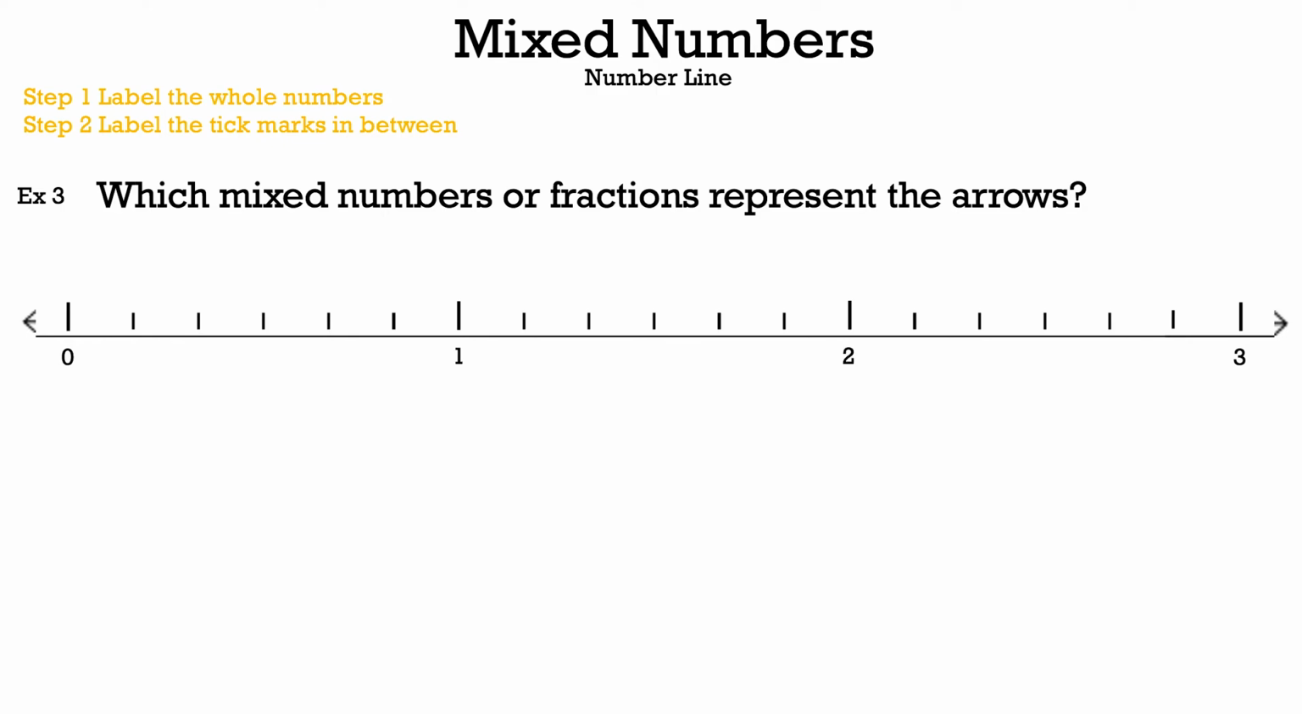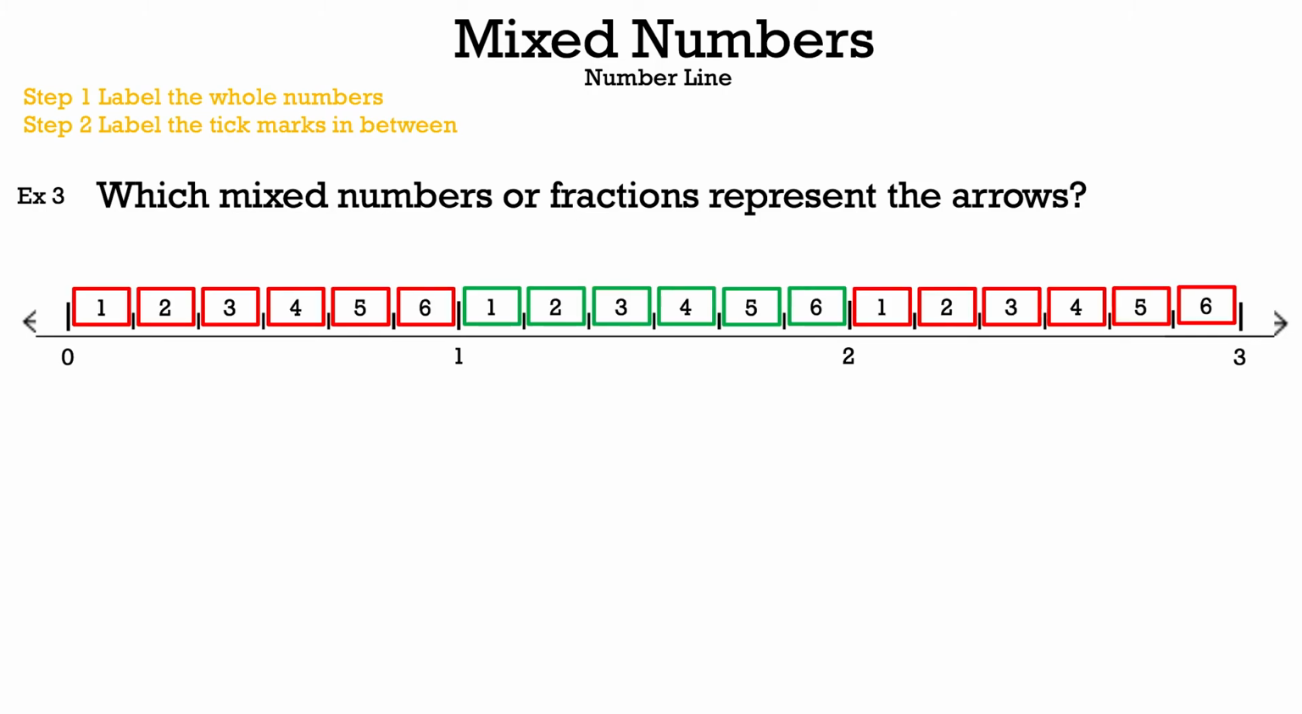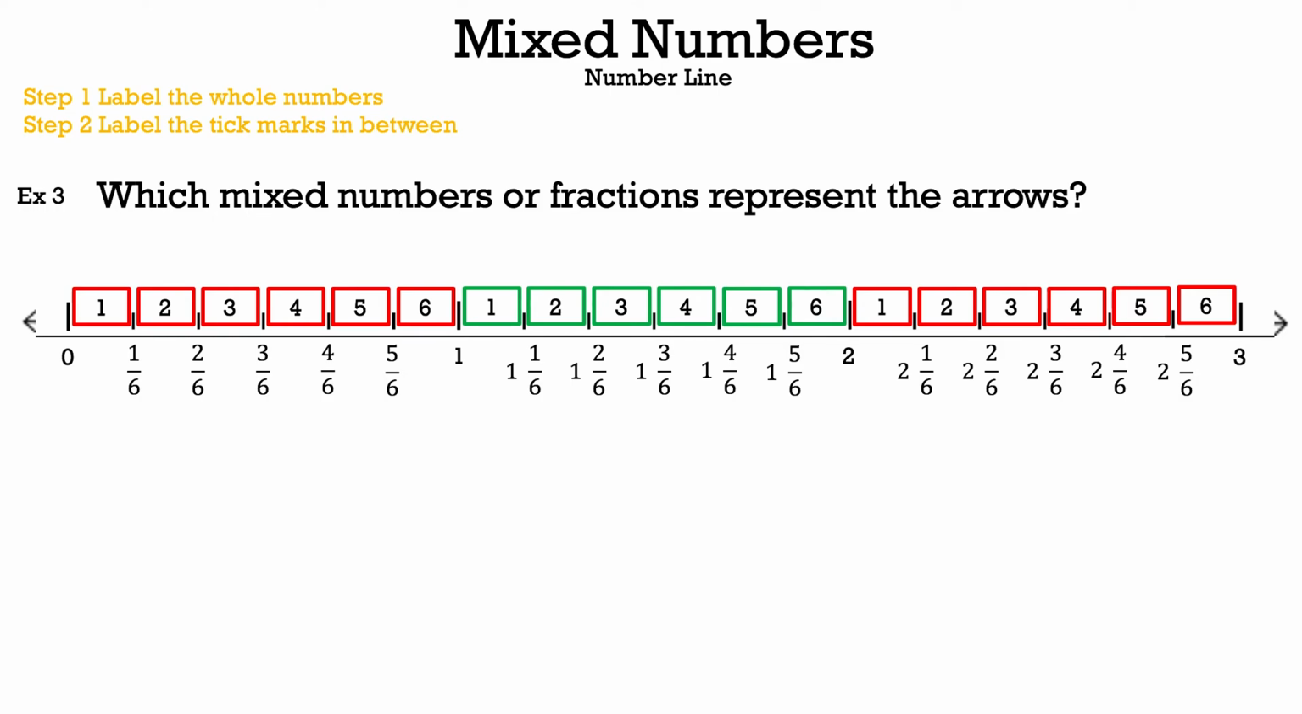Now we need to figure out how many sections are in between each whole number, and in this case, we have 6 sections or 6 spaces. So therefore, each tick mark will be counting by 6, or 1/6. So let's go ahead and add that. And now we can start counting at 0 and count by 6. So 0, 1/6, 2/6, 3/6, 4/6, 5/6, 6/6, and so on and so forth. And 6/6 is the same as 1.